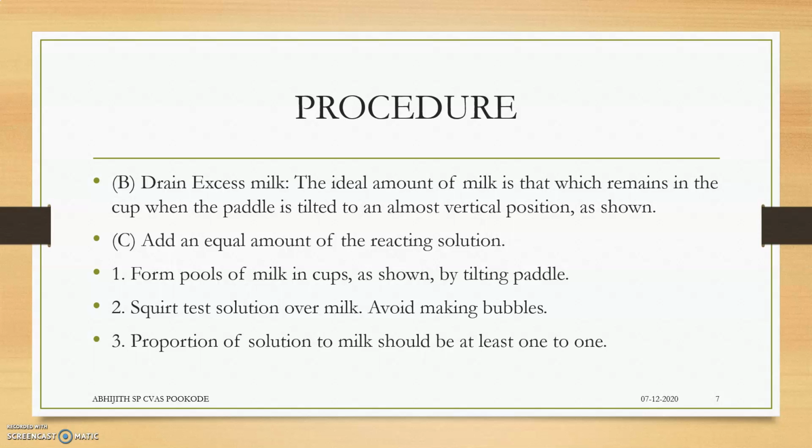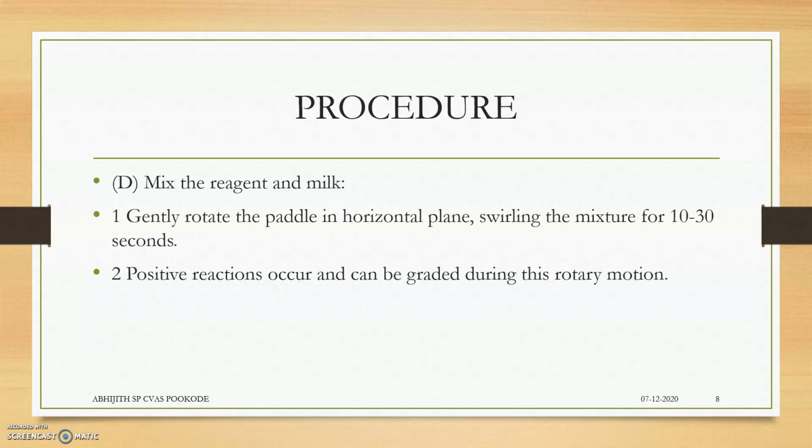Okay. Add an equal amount of the reacting solution or the reagent. Then form pools of milk in the cup by tilting the paddle. Squirt the test solution over the milk. Avoid making bubbles. The proportion of solution to milk should be at least 1 to 1. That is, if you are adding 20 ml of milk, then add 20 ml of reagent. Then the milk and the reagent should be mixed properly, that is, gently rotate the paddle in a horizontal plane. We have to mix it properly.